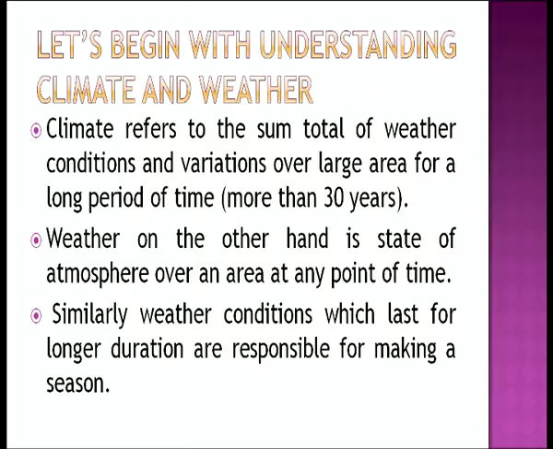Now let's begin with understanding the two simple terms, climate and weather. Climate refers to the sum total of weather conditions and variations over large area for a long period of time, that is about more than 30 years. Weather, on the other hand, is the state of atmosphere over an area at any point of time. Similarly, weather conditions which last for longer duration are responsible for making a season.